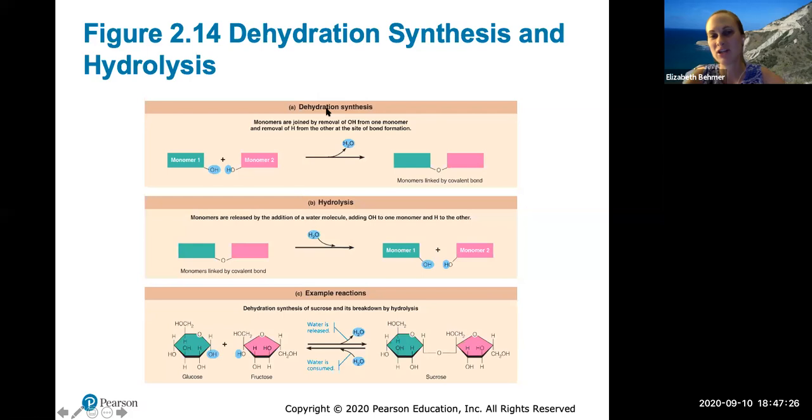A dehydration synthesis reaction means you're taking water out of two molecules so that they can be linked together, because you're basically just taking out excess atoms. And a hydrolysis reaction means you're adding water into a molecule. And when you add more atoms into a chemical reaction, you'll get two separate products at the end.